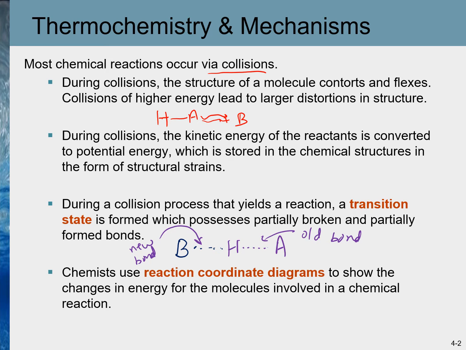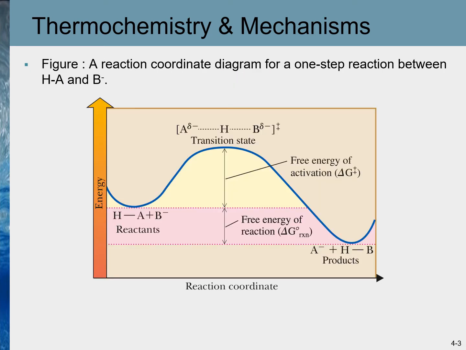Chemists use reaction coordinate diagrams to show changes in energy for the molecules involved in chemical reactions. A reaction coordinate diagram for a one-step reaction between HA and a base B is shown here. I would like to point out here that the x-axis is not the time axis. It's not versus time. In fact, the x-axis shows how far the reaction has progressed in terms of structural changes. It does not indicate time.